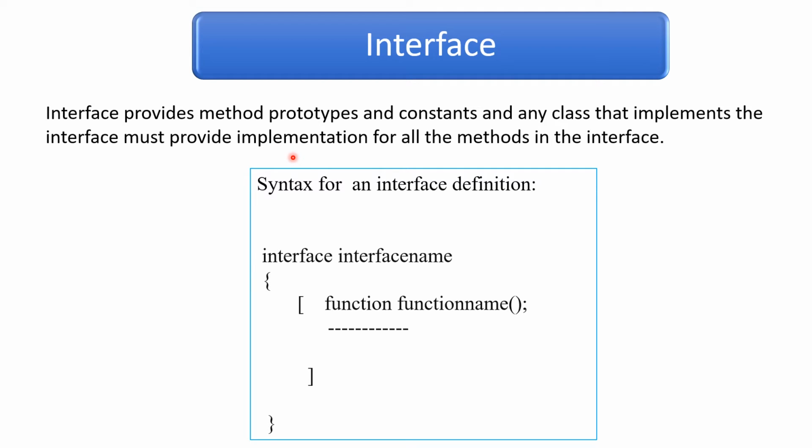Here is the syntax for an interface definition. You give the interface keyword, after that the interface name, then the opening bracket of the interface, and you declare a number of functions. But these are pure abstract functions, meaning you can declare the function but you cannot implement or define it. There is no restriction on the number of pure abstract functions in the interface. This is the optional part.